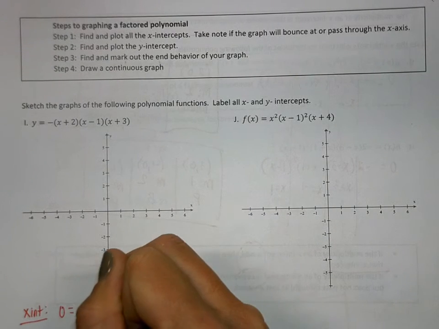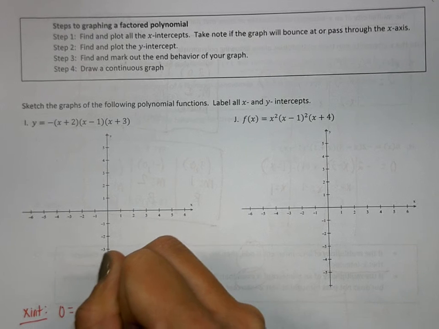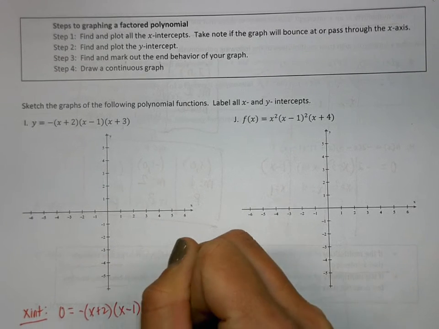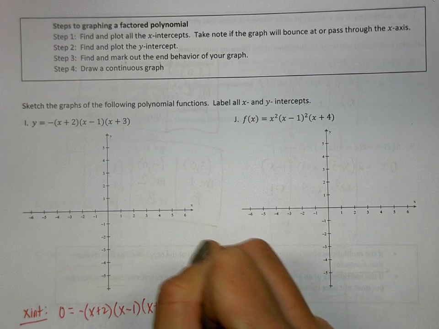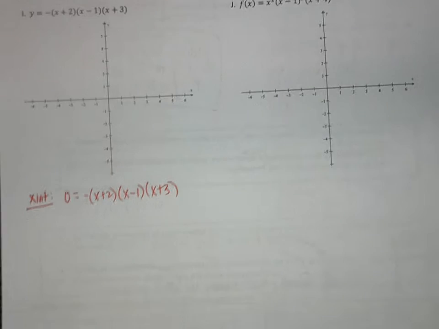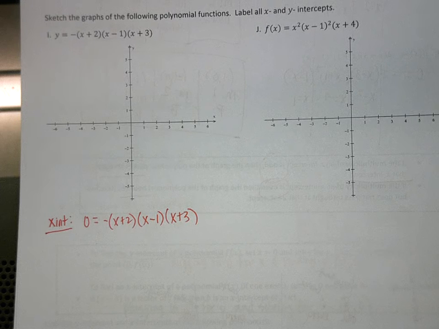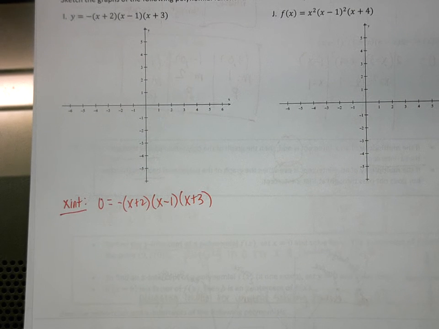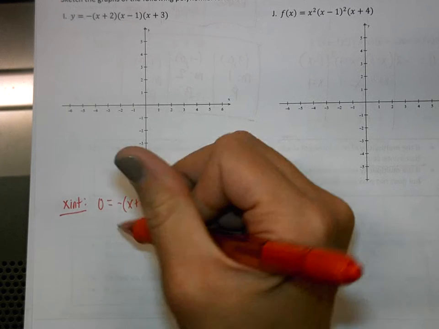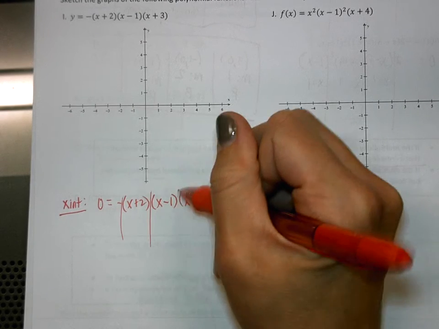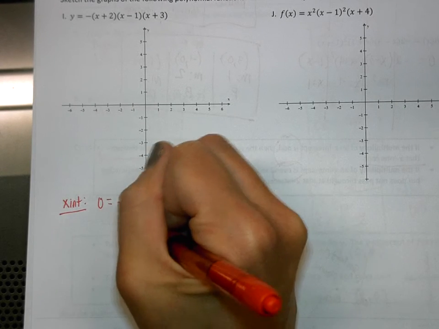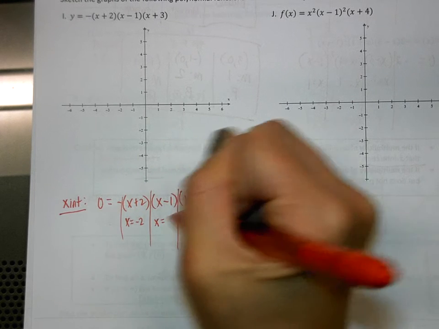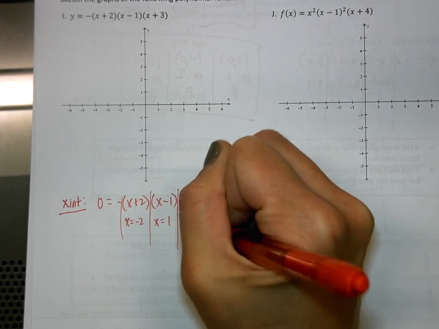Here we go. Okay, I'm going to move this up here. All right. Okay, so we're looking at number 1. We set each of those equal to 0. So when I end up solving this, we get x equals what? -2, x equals 1, and x equals -3.